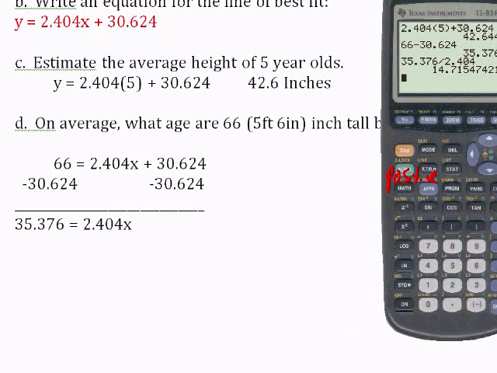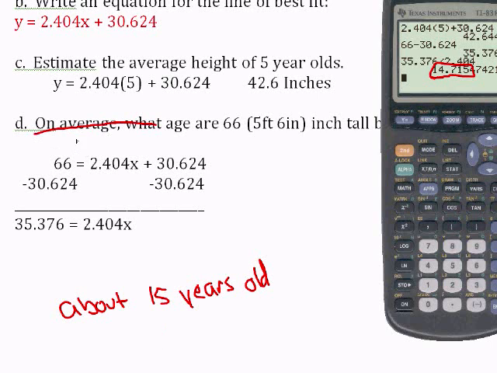Now we have to make a judgment call here. Do we answer in whole numbers or do we answer in decimals? Since all of our answers or initial ages we were given were whole numbers, we're going to go ahead and answer in a whole number. We're going to round that 14.715 to about 15 years old. To be a little bit more accurate for this one, since it says on average what age, you could be a little bit more exact and say 14.715 years old. I would take either answer.